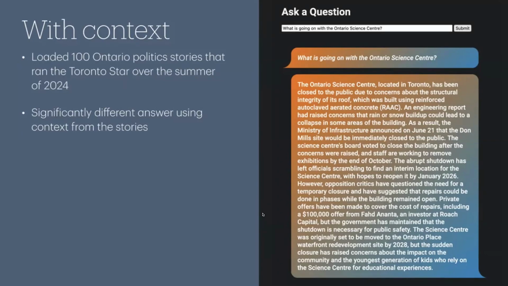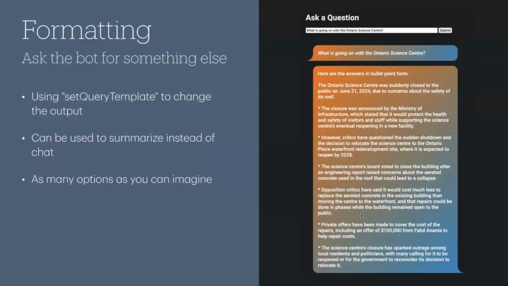And this is wonderful. We've gone through and we've really tested it to make sure that we're not getting any hallucinations, and it's giving true information. And this was just from 100 stories, and only 7 of them actually mentioned the Ontario Science Centre. So like I said before, you can tell it exactly what type of bot you want it to be, how you want the responses to come.